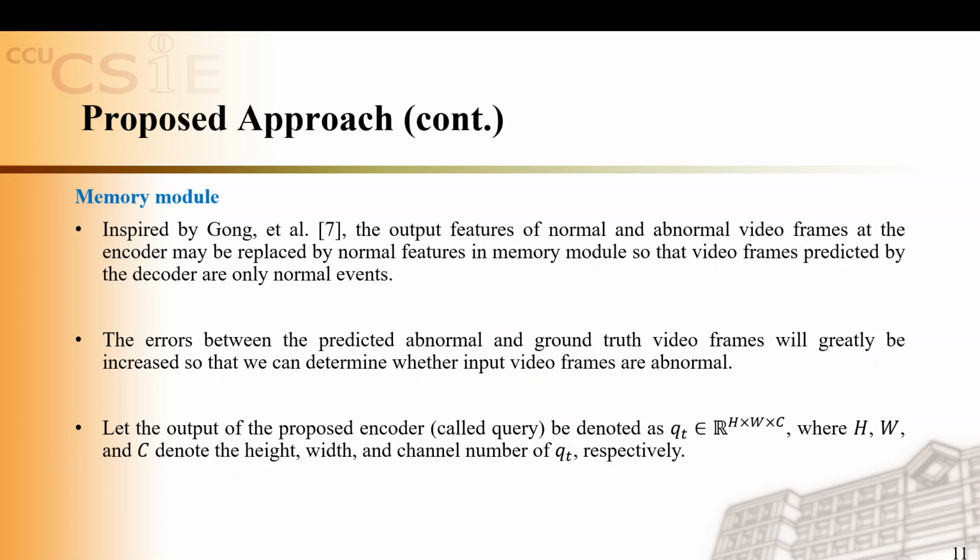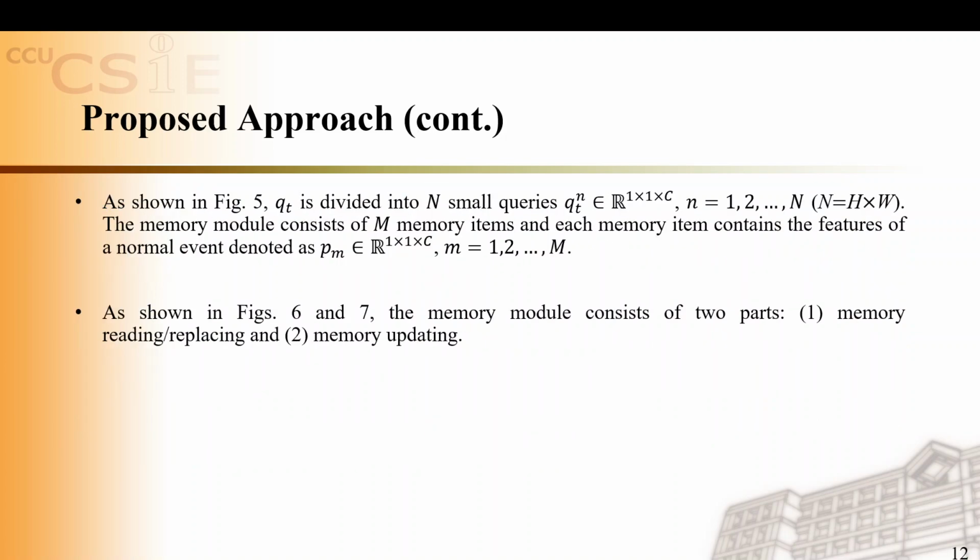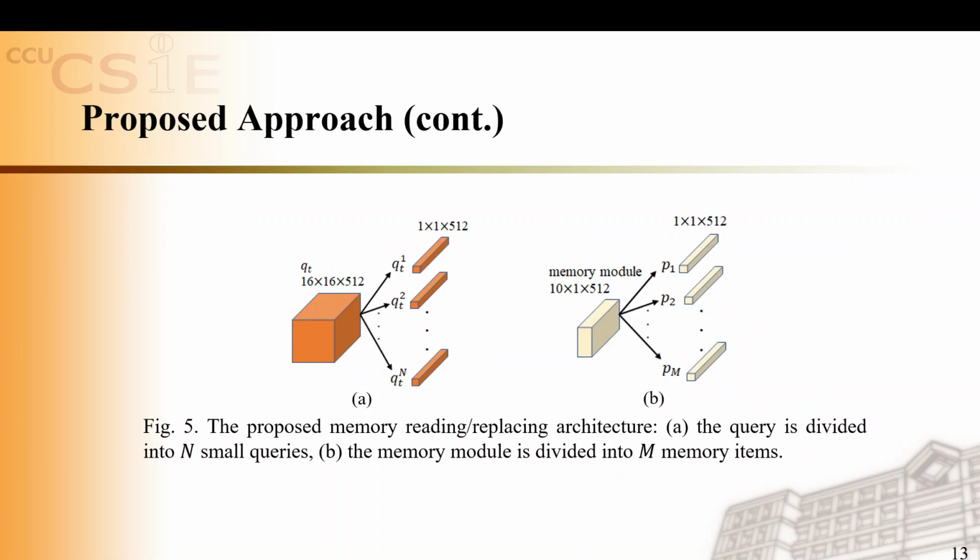The output of the proposed encoder will be denoted as Qt. As shown in Figure 5, Qt is divided into n small queries, and the memory module considers n memory items, and each memory item will contain the features of a normal event. The memory module consists of two parts: the memory reading and replacing part and the memory updating part. Figure 5 shows the proposed memory reading and replacing architecture.